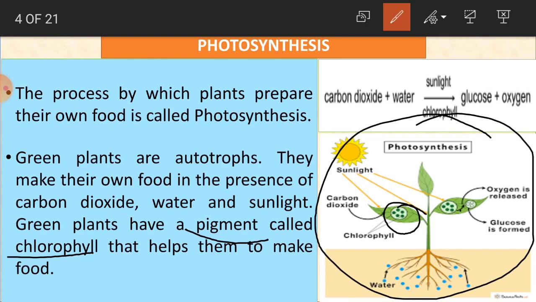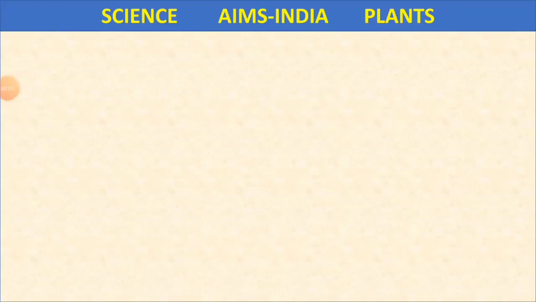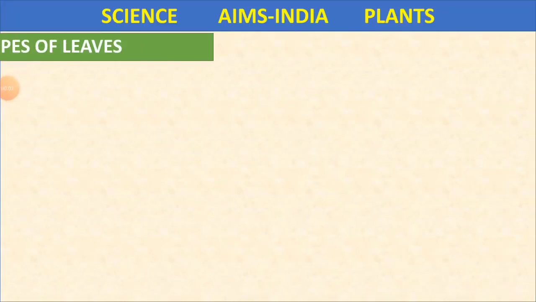The plant is taking the carbon dioxide which is present in our air, and it is releasing the oxygen. So here, carbon dioxide plus water, again plus... Yes, children. So photosynthesis, is it clear to you?